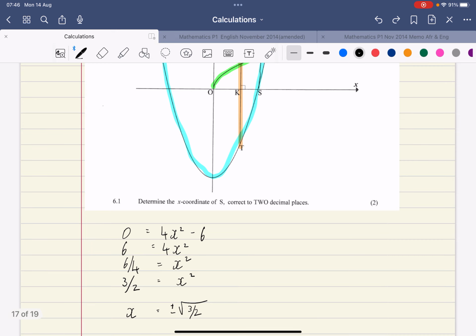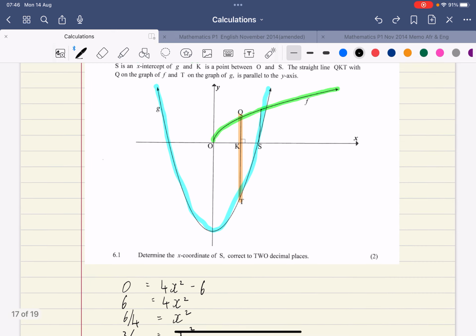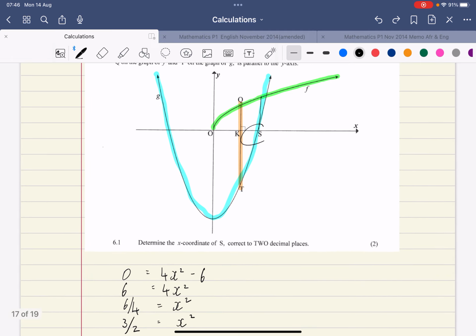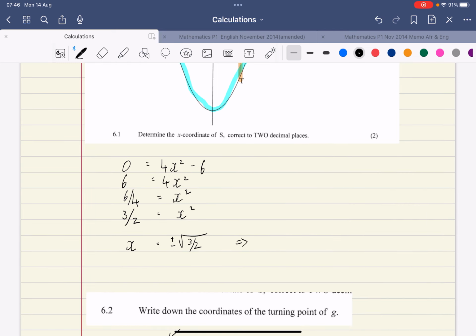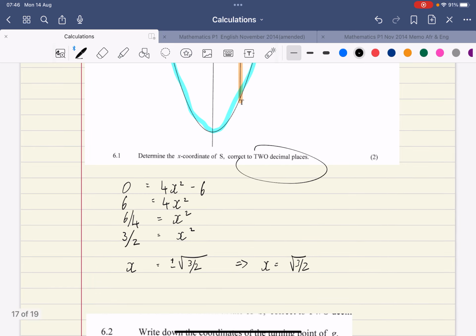But is it plus or minus our answer? Well, we can look at our graph's context to answer that. We want position S, and x will be positive in that region. So we can then write x will be root 3 over 2. And now remember, they wanted 2 decimal places. So if I just get my calculator here quick, the root of 3 over 2, 1.22 to 2 decimal places. And that is all we had to do. And that is the question solved.